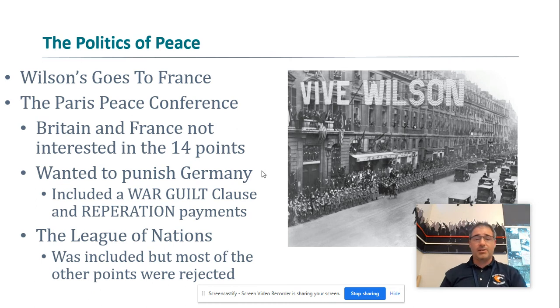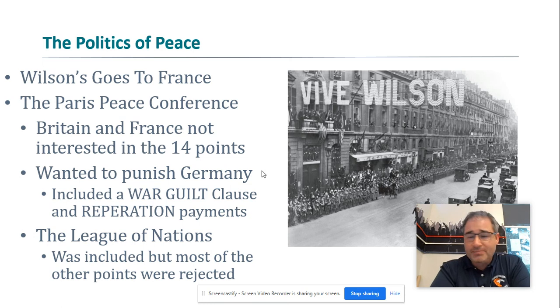And he makes a couple of mistakes along the way. One, Wilson went to France. He's the first president to leave, and he forgot to take Republicans with him. Wilson is a Democrat. Republicans wanted to have a say in what happened at the conference, and he only took Democrats, which means he's going to be behind the political eight ball when he gets home.